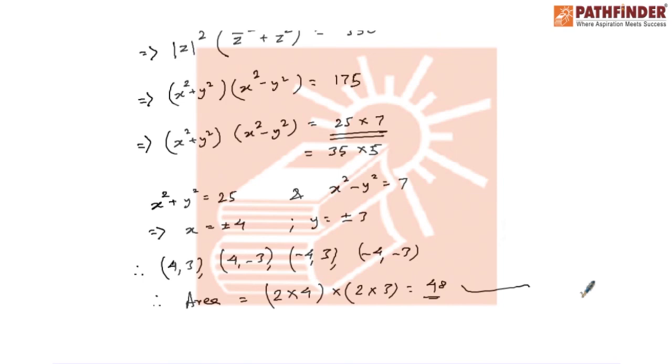Now of course, if we want to consider the second equation from here, we will see that x square plus y square is 35 and x square minus y square is 5, which gives us x square equal to 20, which is not possible because for any integral value of x, x square equal to 20 doesn't exist, and hence we will not be considering this equation, and therefore the answer would be 48 only.